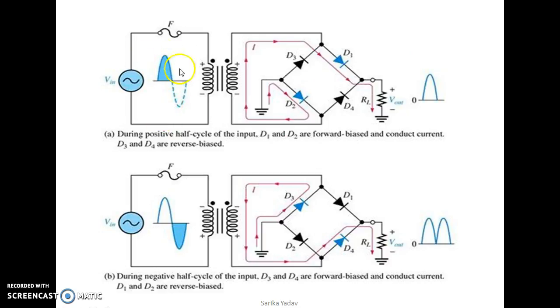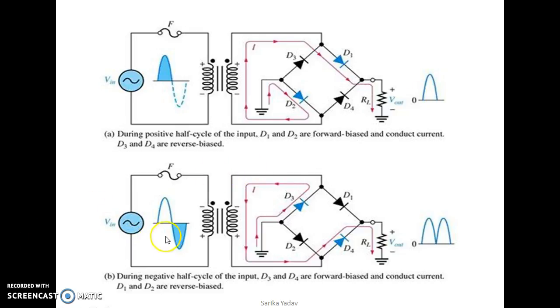We have considered positive half cycle. For that, diode D1 and D2 are conducting, just because we are getting positive supply at the anode of D2. Similarly, negative supply at the cathode of diode D2. For diode D3 and D4, as they are reverse bias, current will not flow through them. Hence, during positive half cycle, we are getting the output because diode D1 and D2 are conducting.